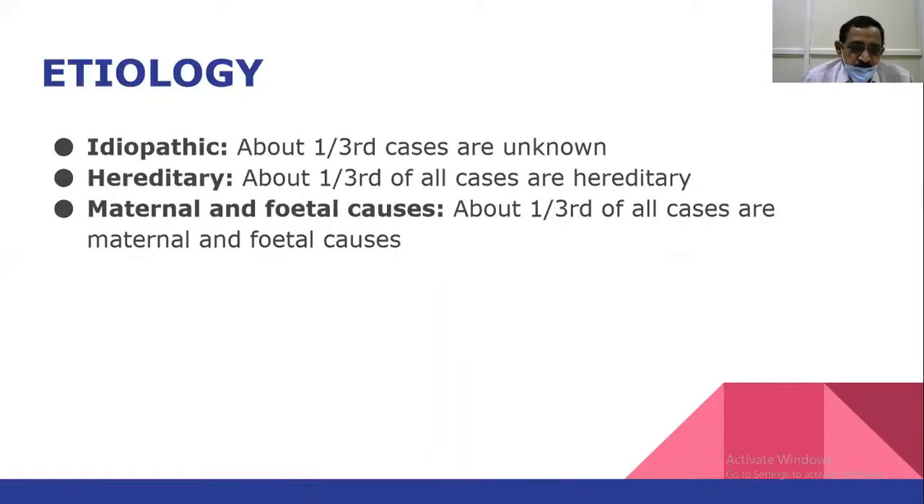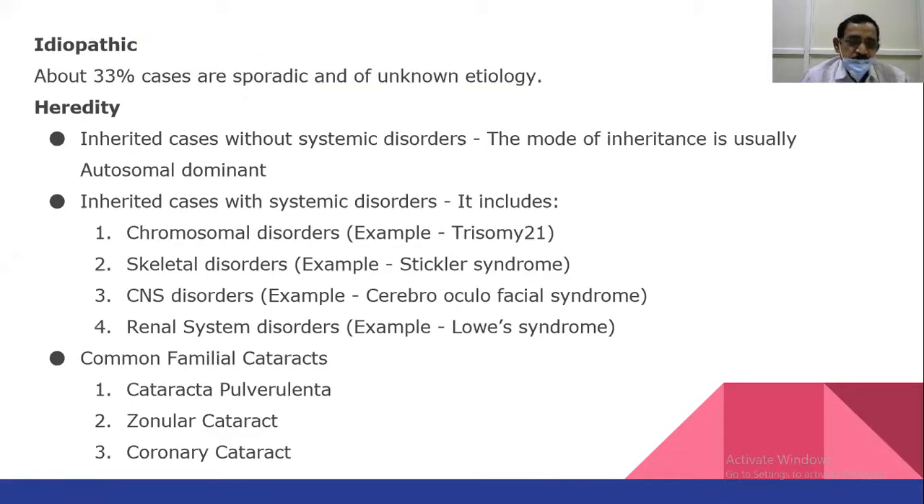Etiology. Etiology deals with idiopathic, hereditary, maternal, and fetal causes. All of them share 1/3 of cases. Idiopathic: about 33% of cases are sporadic and of unknown etiology. Hereditary: inherited cases with systemic disorders and without systemic disorders.